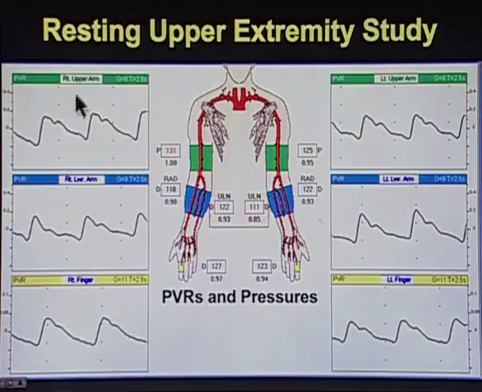This is a resting upper extremity study performed with pulse volume recording. This is the pulse volume recording from the upper arm, the forearm, and the right index finger. We can see the right side and the left side look pretty symmetrical. The right arm is 131, the left arm 125, so there's not a big gradient there. And then we've taken pressure measurements in the digits here. This index finger is 129 and 123 for normal indices. So this is a typical normal resting evaluation.